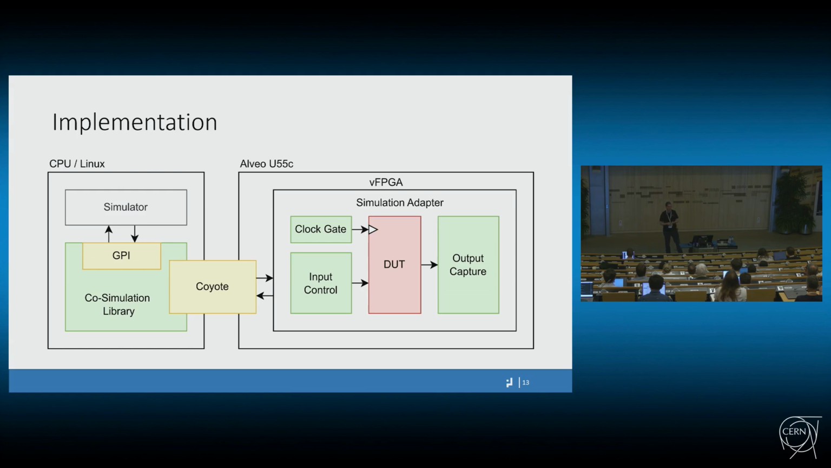Now we have everything together to look at the actual implementation. We have the GPI for communicating with the simulator, and we have Coyote for communicating between the CPU and the FPGA accelerator. For hardware, I had available an Alveo U55C from AMD, which I used as FPGA accelerator, and the CPU was a Zen 2 EPYC processor.